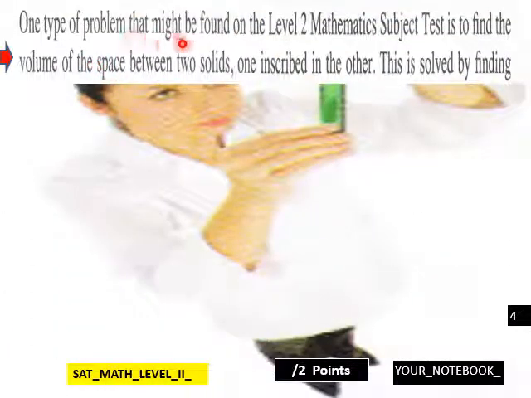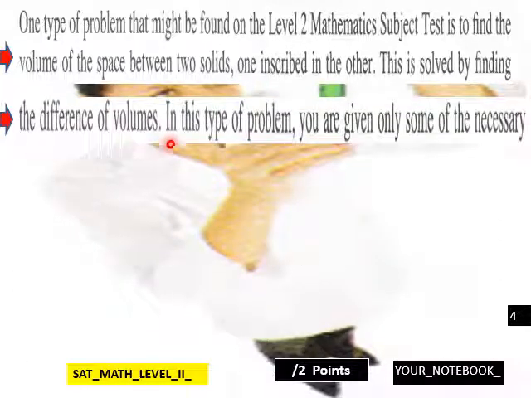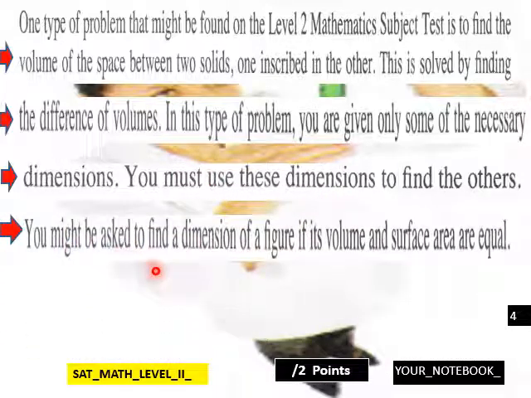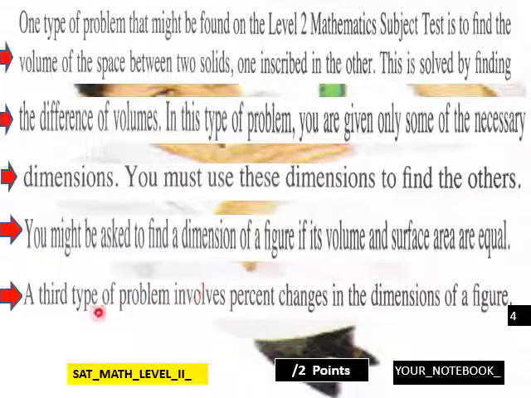One type of problem that might be found on the Level 2 mathematics subject test is to find the volume of the space between 2 solids, one inscribed in the other. This is solved by finding the difference of volumes. In this type of problem, you are given only some of the necessary dimensions. You must use these dimensions to find the others. You might be asked to find a dimension of a figure if its volume and surface area are equal. The third type of problem involves percent changes in the dimensions of a figure.